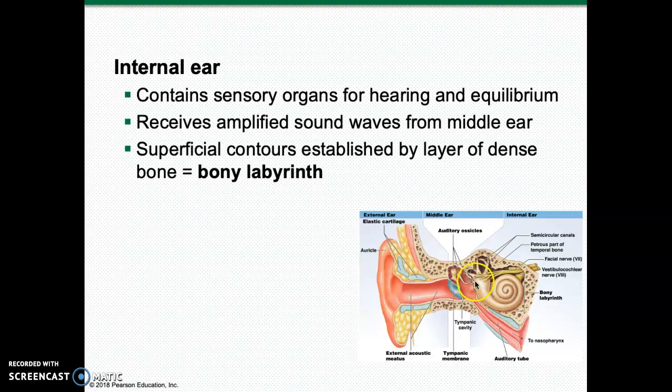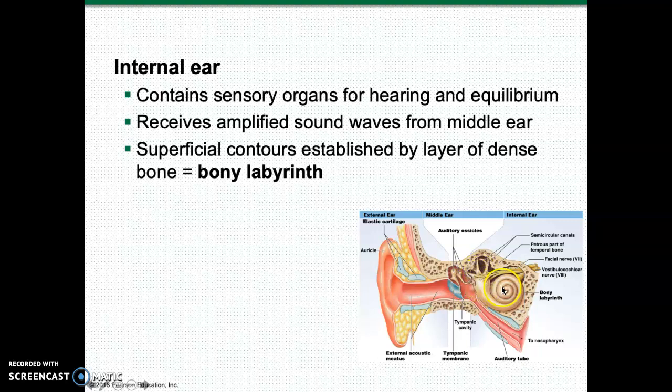Sound waves will come in. They'll be funneled in by the auricle and go through the external acoustic meatus. And these sound waves are going to then become amplified as they travel. They're going to stimulate the eardrum to vibrate, stimulate the bones to move, and then the final bone, the stapes, will stimulate the inner ear.